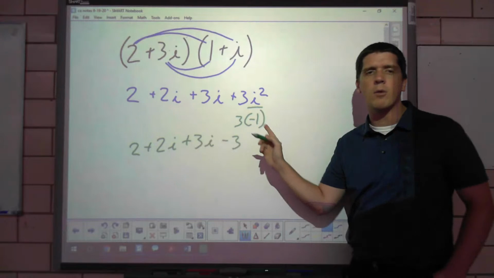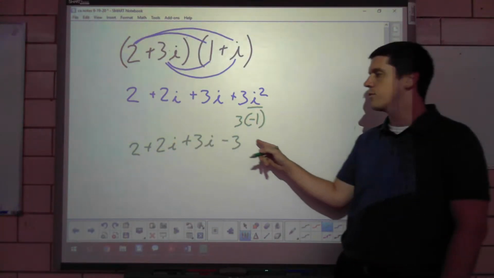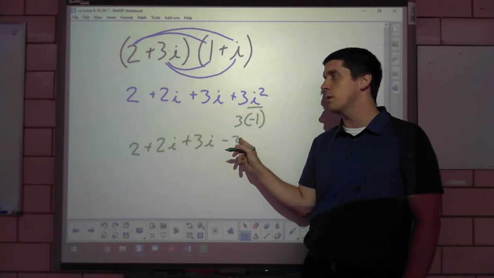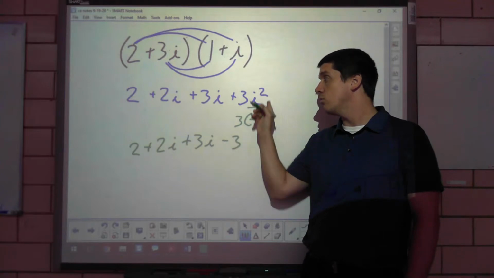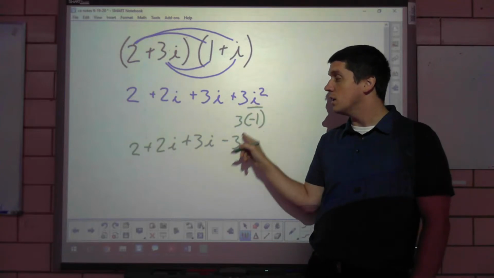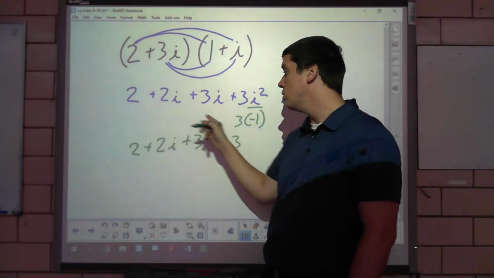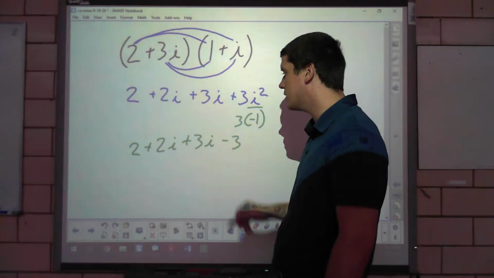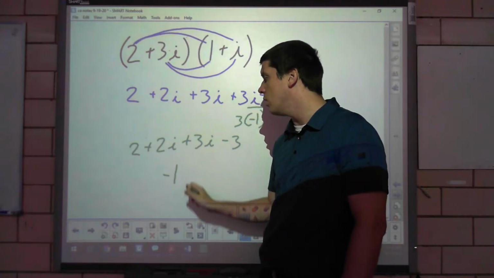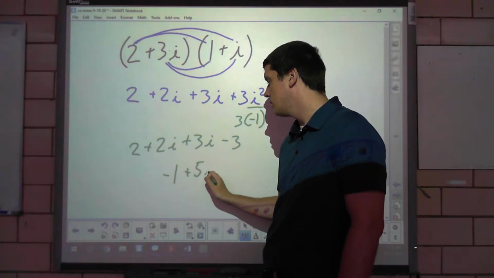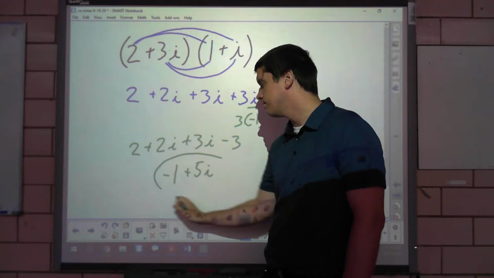Now, I wrote all that out for the sake of writing it out. You don't have to write this out. If you just write negative 3 there, just remember, okay, now this at the end is simply a minus 3. So I can go ahead and take 2 minus 3 to get negative 1 plus 5i.